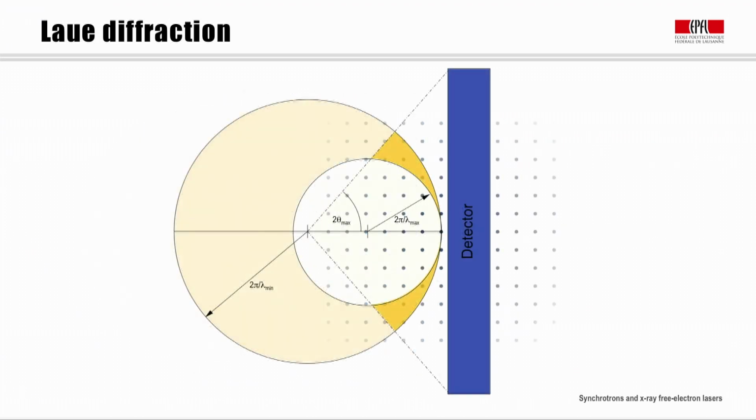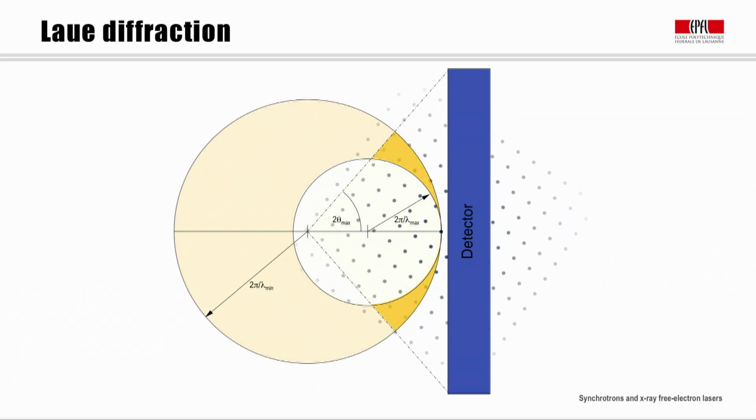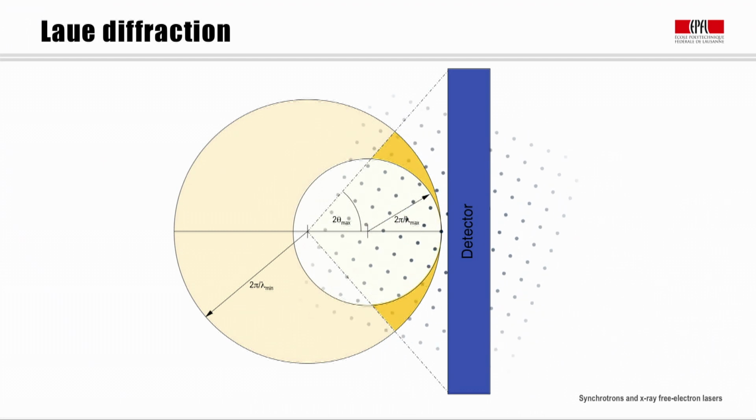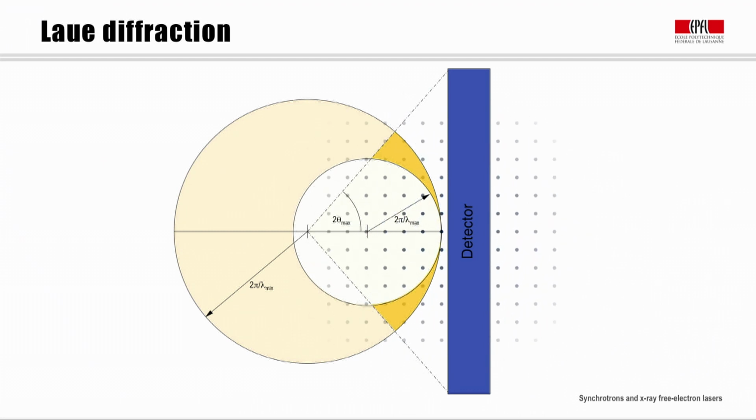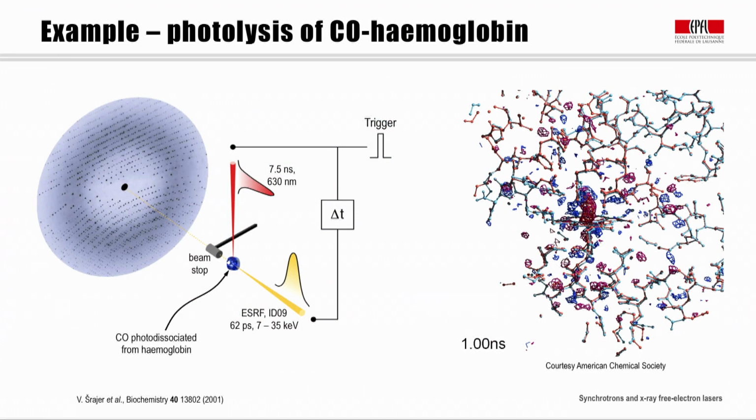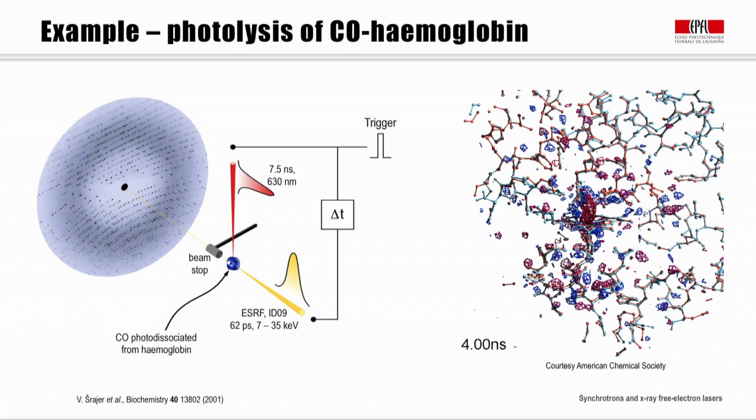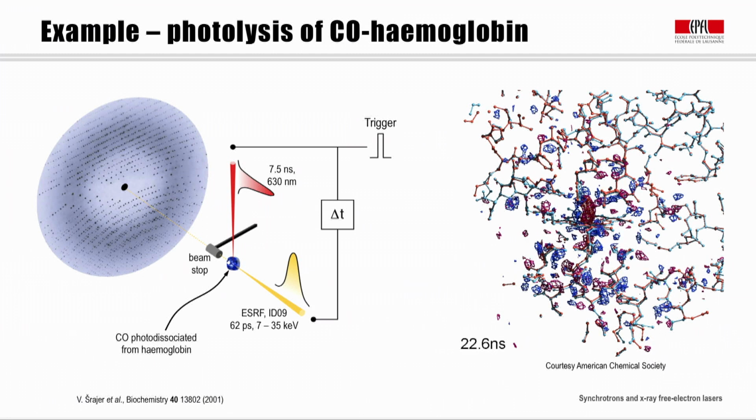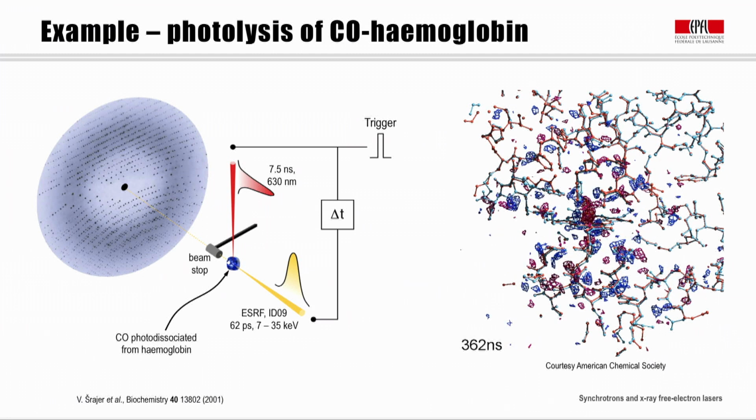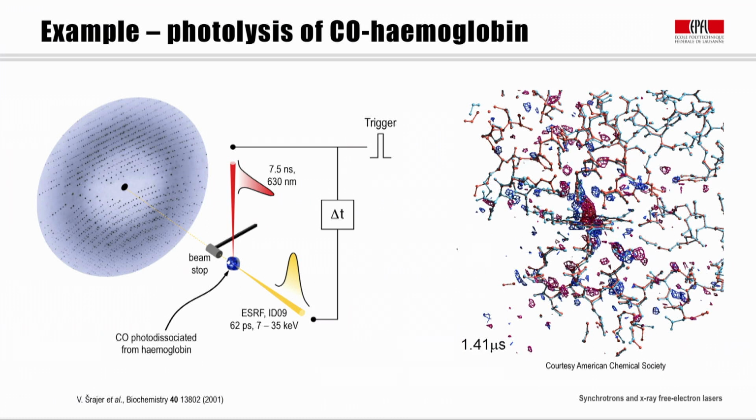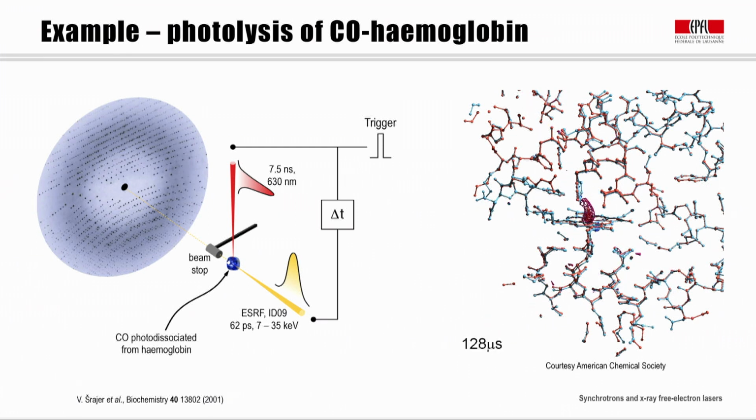A large subset of all the possible detected diffraction peaks can be accessed by rotating the crystal and recording the signal frame after frame. An example of Laue diffraction is shown here, in which the video on the right shows differences in the electron density map compared to the static state after a carbon monoxyhemoglobin crystal was irradiated with a nanosecond laser.